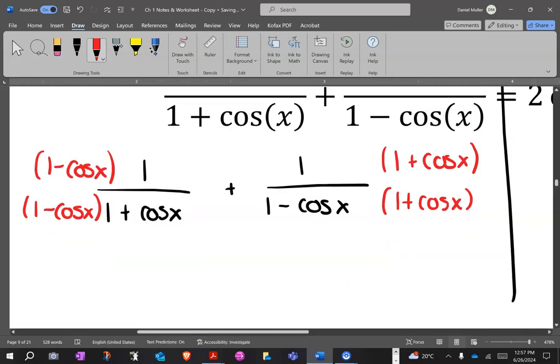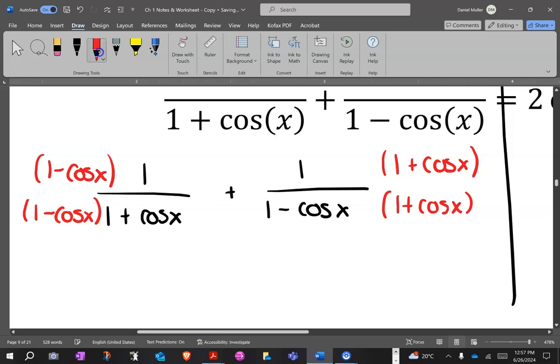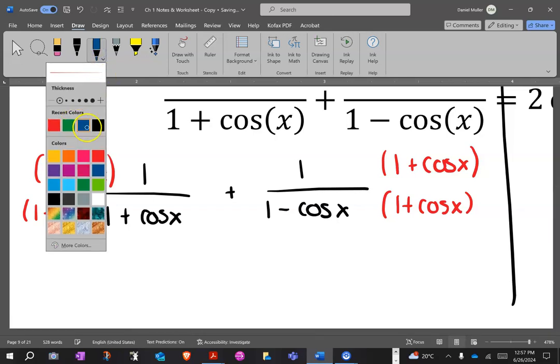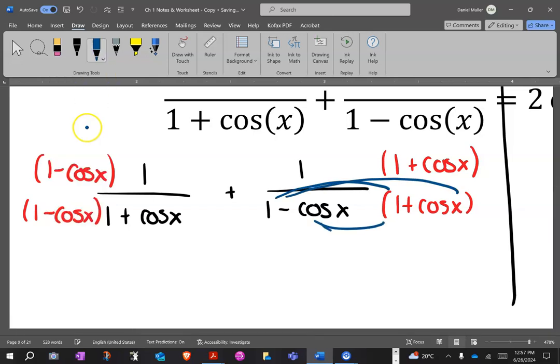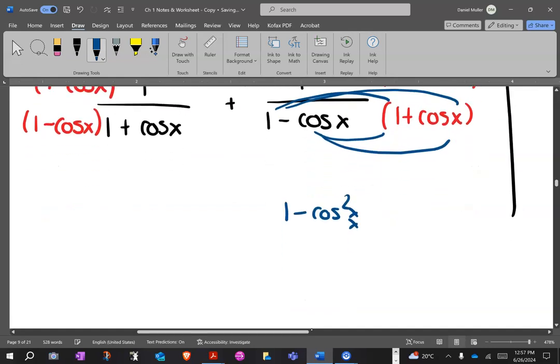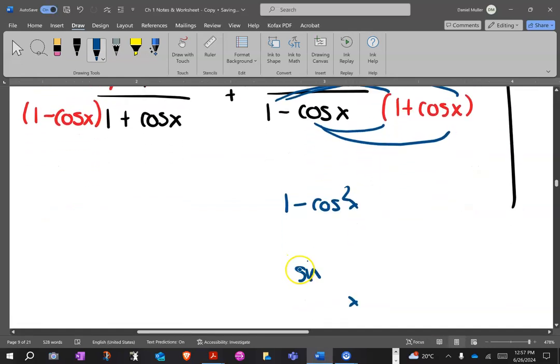Now the hope would be that at some point we could multiply these and just know that we're going to end up with a 1 minus cos squared. That the two coses would cancel out, and that the 1 minus cos squared with an obvious substitution becomes a sine squared. So that's what we're hoping for. That we'll get there. So we can see all of that.